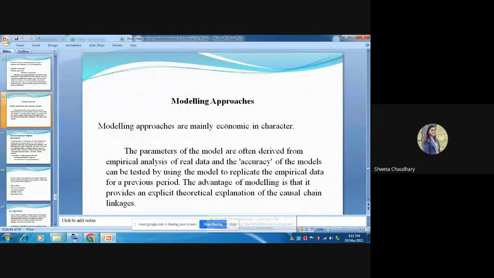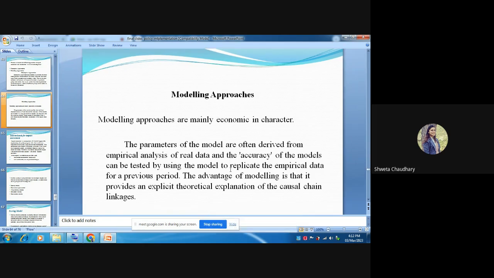By modeling approach, it means you are giving an appropriate solution to each and every problem. It means if you want to get an income of 1 lakh rupees from an enterprise, then how much you will invest in that enterprise. Giving the accurate results of that, through empirical analysis, is the modeling approach. And descriptive is just describing the things and that's it. The advantage of modeling is that it provides an explicitly theoretical explanation of causal chain linkages.